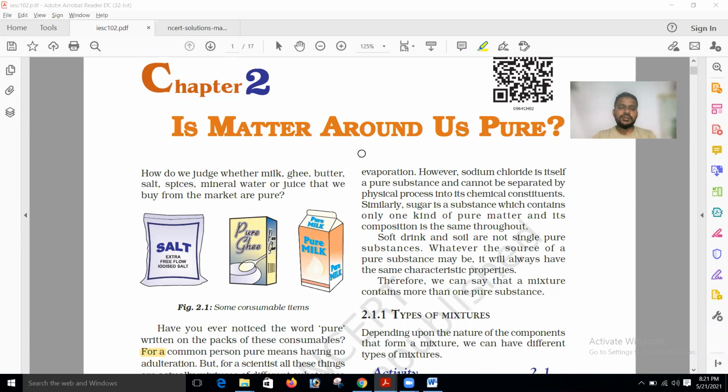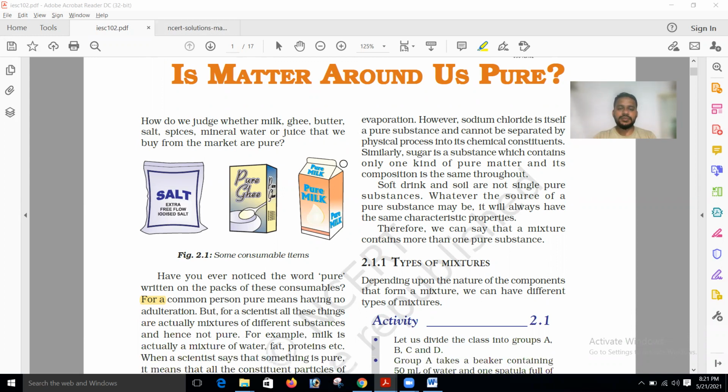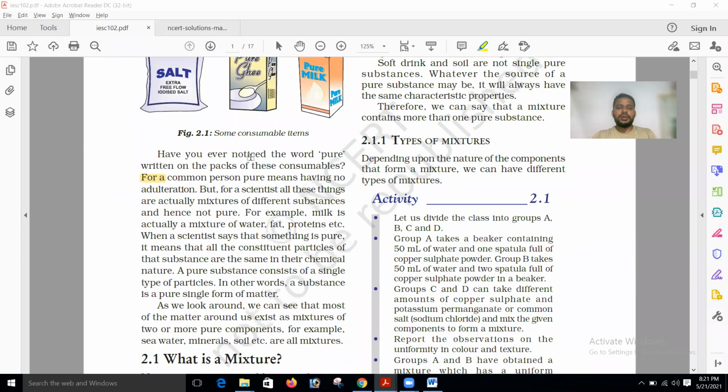So, as we can see, they're telling us how we judge whether milk, ghee, butter, salt, spices are pure or not. How can we classify them? Have you ever noticed the word pure written on the packs of consumer goods? For a common person, pure means no adulteration, that is, no adulterants are mixed with these products. So for a common person, these things are pure.